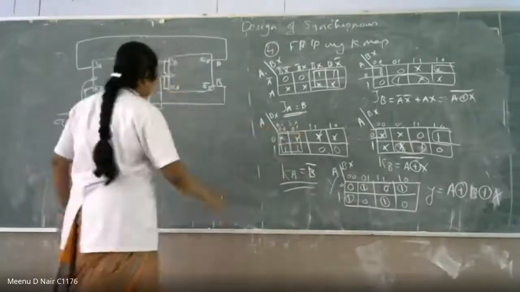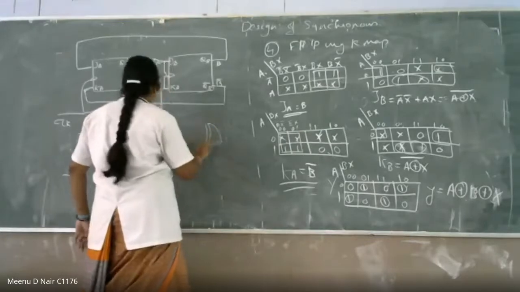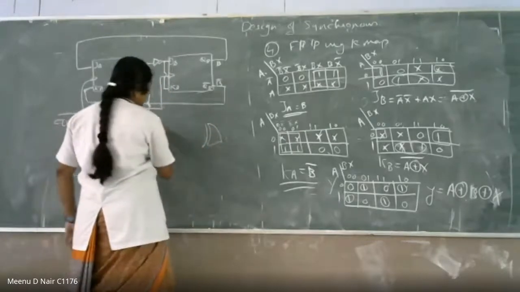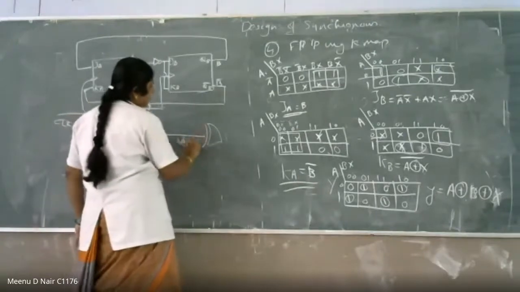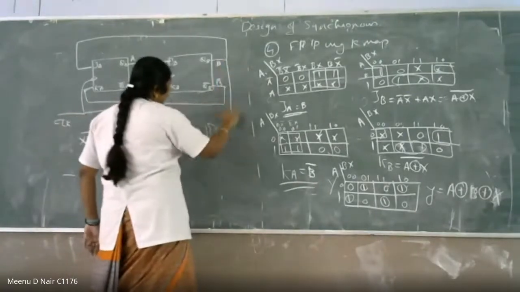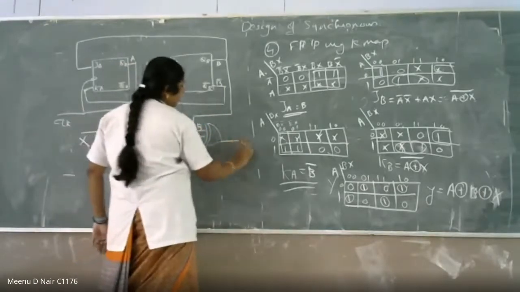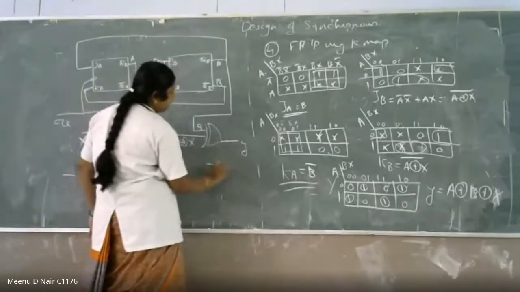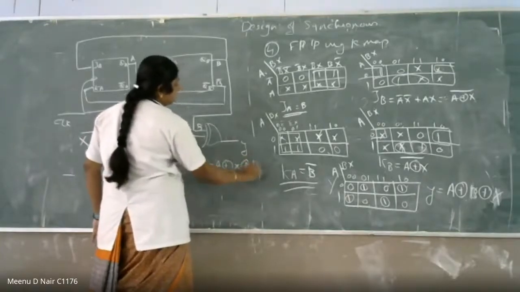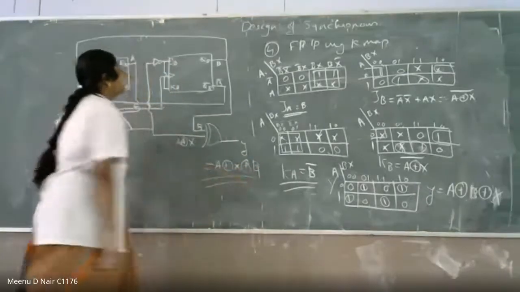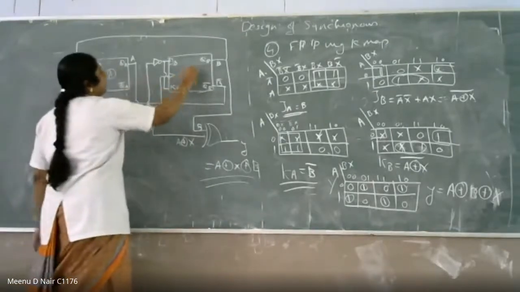Then what about Y? Y is A XOR X. So you are connecting Y from B from here. This is B. This is your output Y, which is equal to A XOR X XOR B. This is the circuit diagram. This is your A flip-flop. This is your B flip-flop.